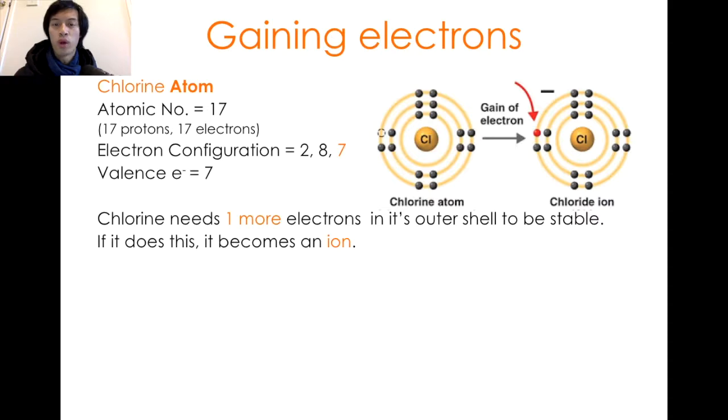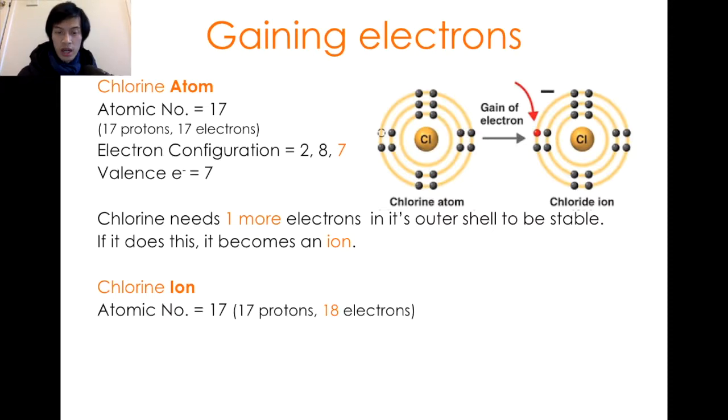Here's a diagram of what it looks like. Chlorine originally looks like this, a chlorine atom, 2, 8, 7, with that missing electron there. It's going to gain an electron from another atom, and if it does that, it becomes 2, 8, 8 in its outer shell, and it is now a chlorine ion. You don't call it a chlorine atom, you call it a chlorine ion.